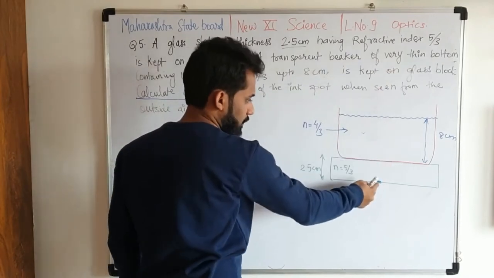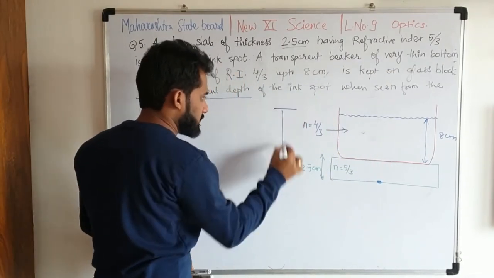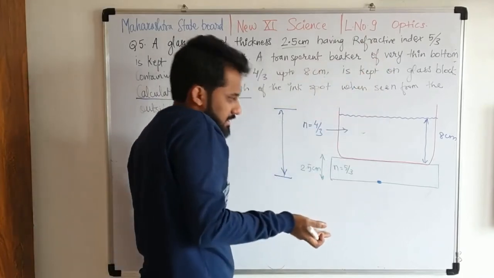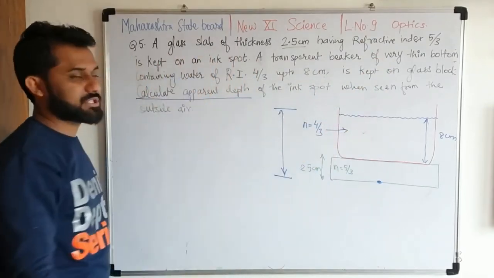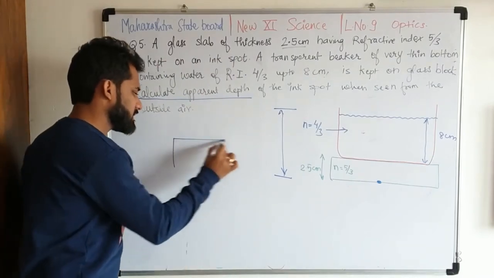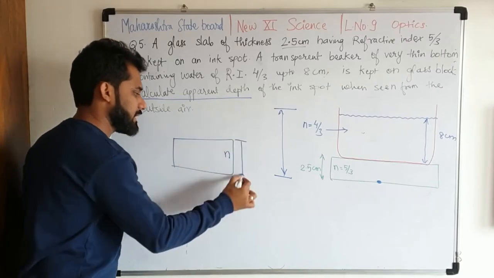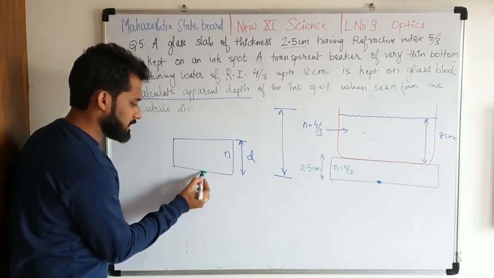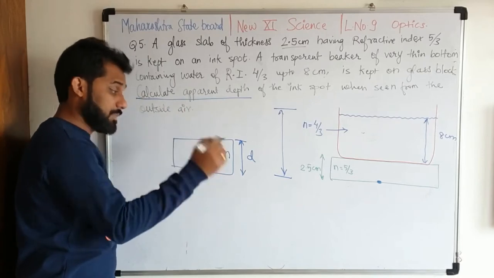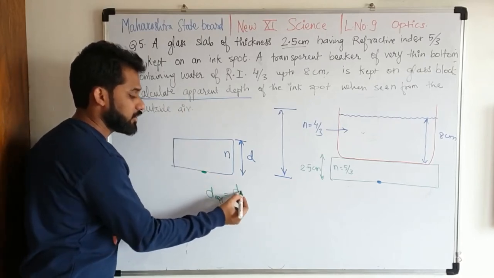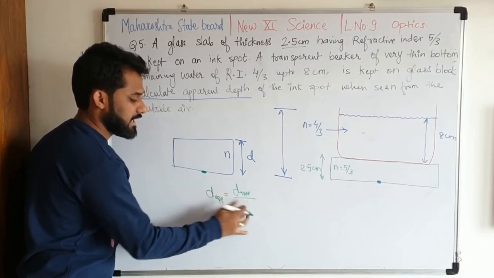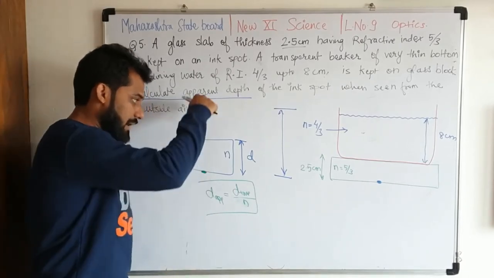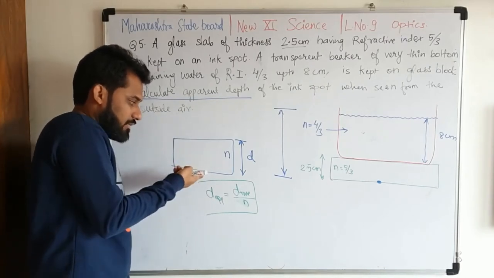If you see this ink spot, the true depth is 8 plus 2.5, which is 10.5. But apparently, when you observe it from the top, it will appear slightly elevated. So what is the apparent depth? That is the question. For that, you must know this basic thing: if this is a medium of refractive index n and thickness b, and there is an object placed beneath it, then while observing from the top, the apparent depth is the true depth divided by the refractive index n. This formula is covered in the theory lectures, where we derive how the apparent depth, this green dot, will appear slightly raised.